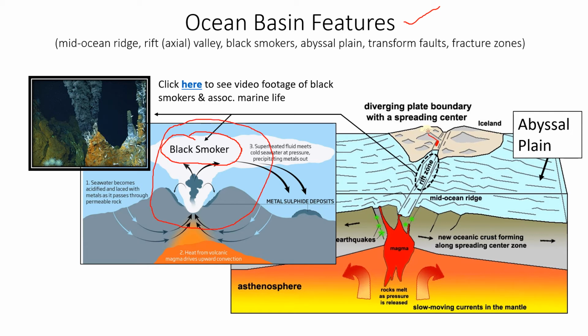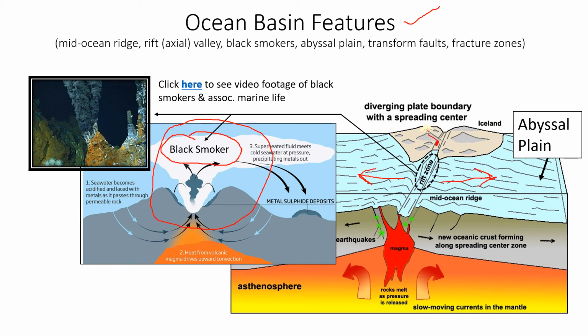So let me circle the mid-ocean ridge in both of these diagrams. Here are the mid-ocean ridges. And you know by now in the course that the mid-ocean ridges are simply sites of plate divergence. So we have two plates moving away from each other at the mid-ocean ridge.